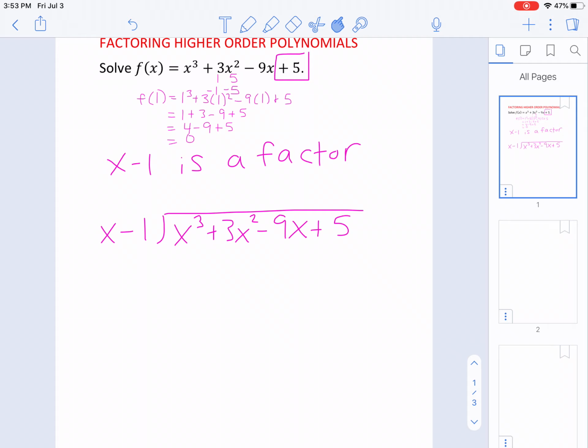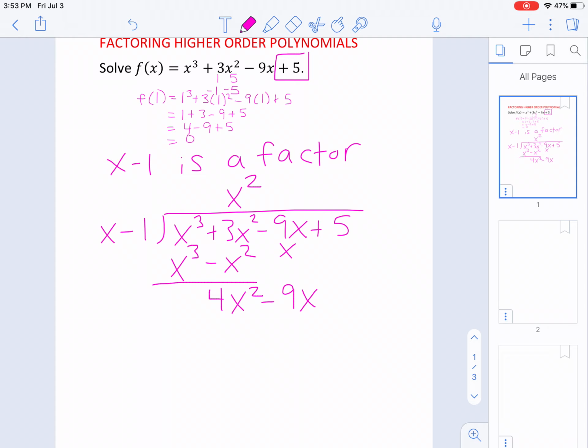I'm going to start by taking the leading term in the dividend and dividing by the leading term in the divisor. So x cubed divided by x gives us x squared, and I'm going to put that in the x squared spot. The next step is to multiply x squared by x minus 1. So I would obtain x cubed minus x squared, and I'm going to subtract. So I end up, of course, with 0x cubed plus 4x squared, because I'm doing 3 subtract negative 1x squared. And I bring down the next term, which is negative 9x. And the whole process starts again.